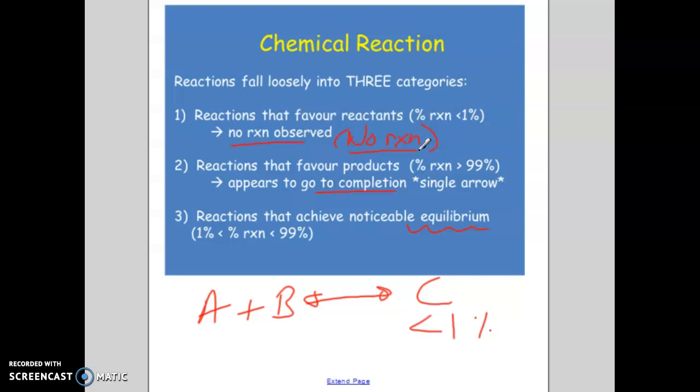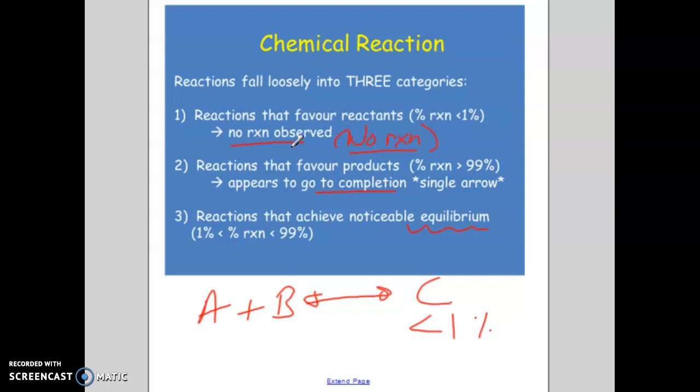And that could be for a bunch of different reasons. It could deal with the amount of energy required. It could deal with different things that are hindering the reaction rates. But regardless, if it's less than 1% product, you can say that there is no reaction.